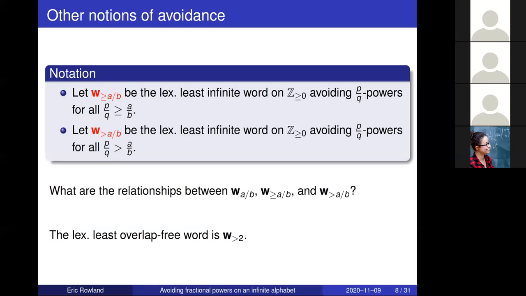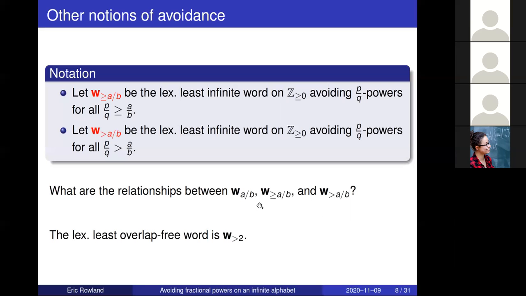And we said that that was generated by a non-uniform morphism. So in some sense, at least the first one, W A over B, seems to be a lot simpler. The morphism is much easier to write down. It's a uniform morphism, unlike W greater than 2. So my hunch is that the first of these words, the ones that we're looking at in this talk, are the simplest. But there hasn't been a whole lot of work done on these other two.